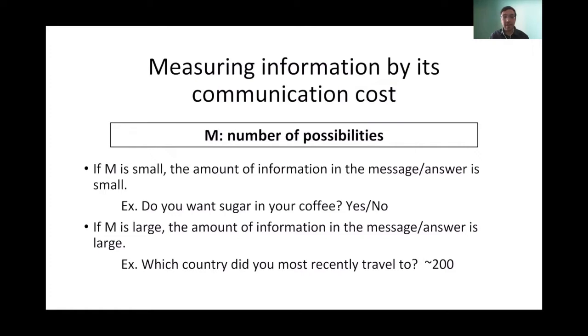But if the question has many different possible answers, then the amount of information in the message or answer is large. For instance, consider this question. Which country did you recently travel to? So the number of countries is about 200. So there are 200 possible answers, and I have to send you a number between 1 to 200. So the communication cost would be higher because now I have to send you a number between 1 to 200.